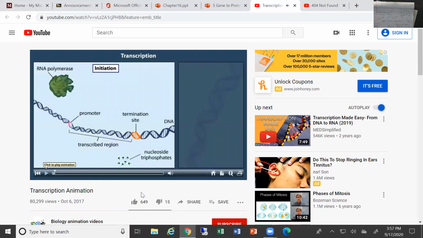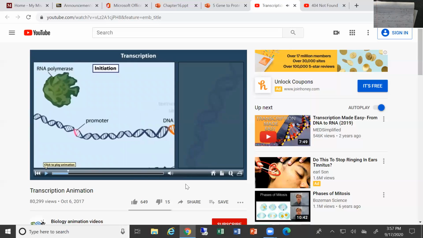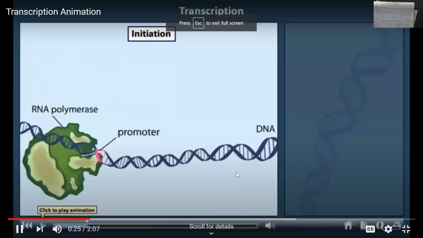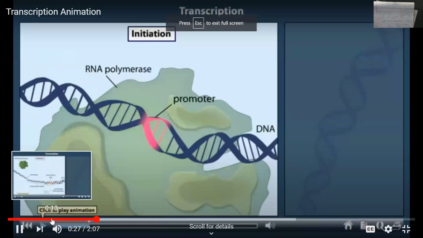Transcription is the first step in the expression of the gene. It is the formation of a specific RNA sequence from a specific DNA sequence. Transcription initiation occurs at a promoter, a region on the DNA, where RNA polymerase binds. RNA polymerase attaches to the promoter and begins RNA.